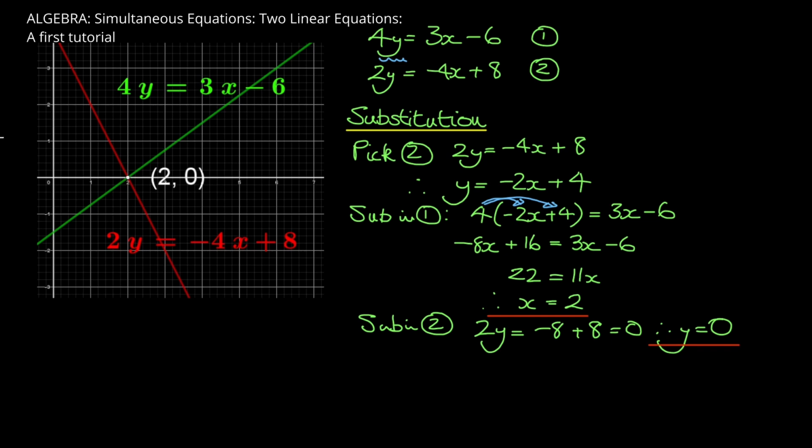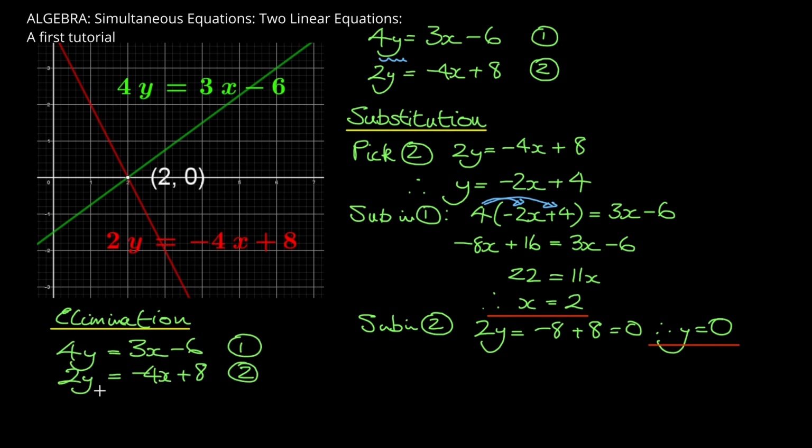So the second method I'm going to show you here is a method which is named elimination. And let me write down the two equations again. Now, the aim of this method of solving these two simultaneous equations is to eliminate one of the variables. If I was to multiply equation 2 by 2, I would get 4y here. And if I then subtract equation 2 from equation 1, the y's would disappear.